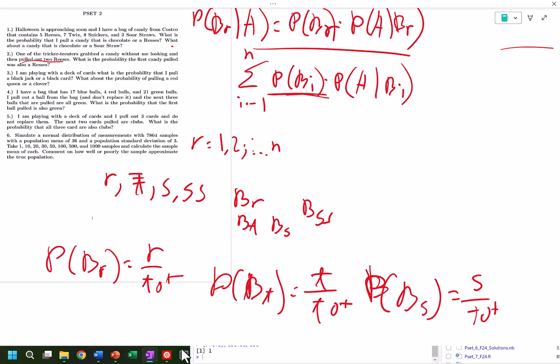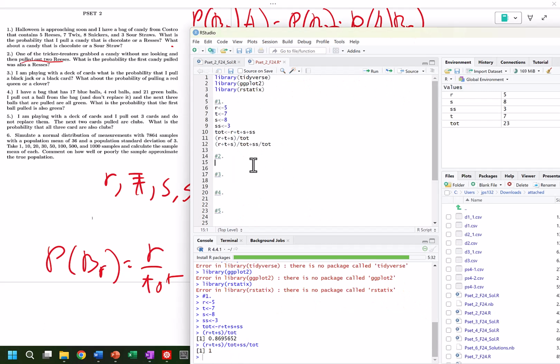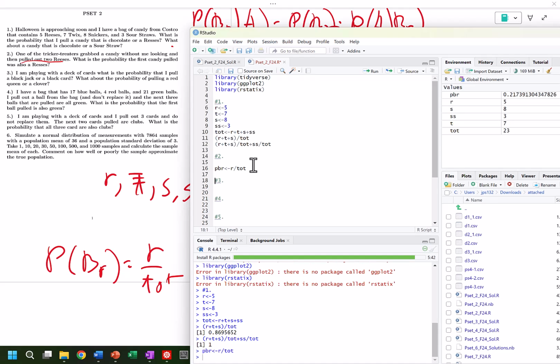So actually, we can define those right now. And it's nice because we already went through the hassle of defining those variables. So I'm going to say PBR. So the probability of the Reese's is just going to be Reese's divided by tote. I'm going to enter that. The probability that we get Snickers is just going to be set equal to Snickers divided by tote.